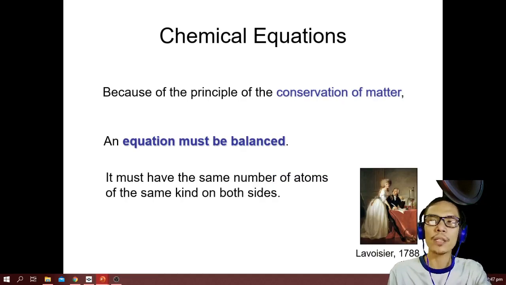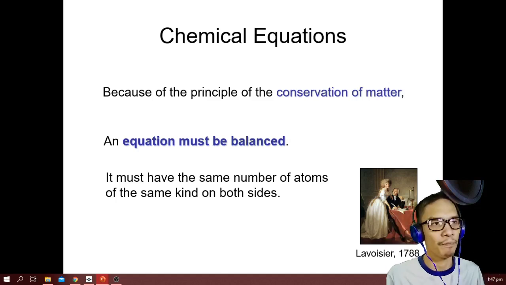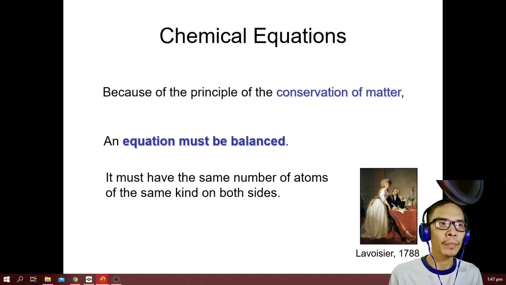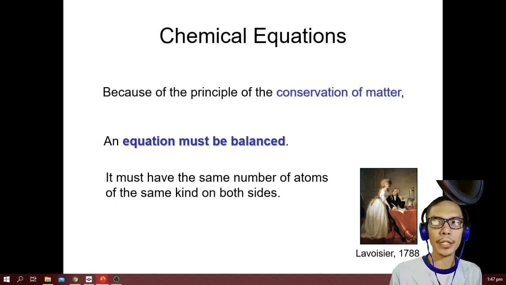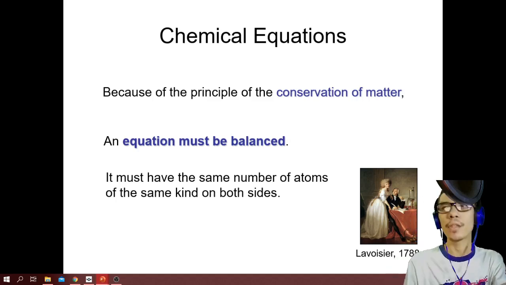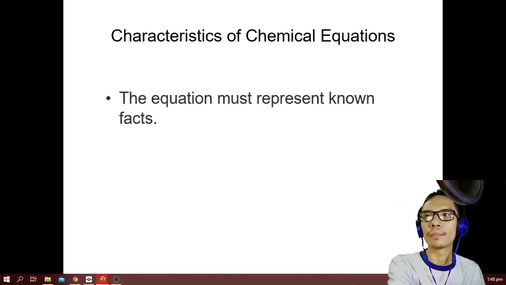Okay, so that is the law of conservation of matter, and it was proposed by Antoine Lavoisier. He is the father of chemistry, and he noted that if matter cannot be created nor destroyed, then all chemical reactions must be balanced, so that no matter is created nor destroyed. That is what Lavoisier said on this idea.